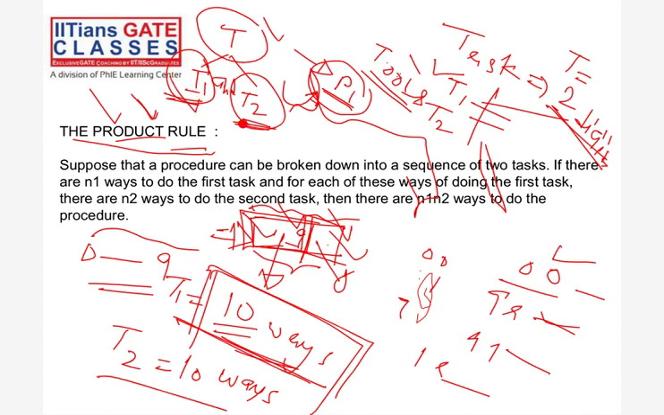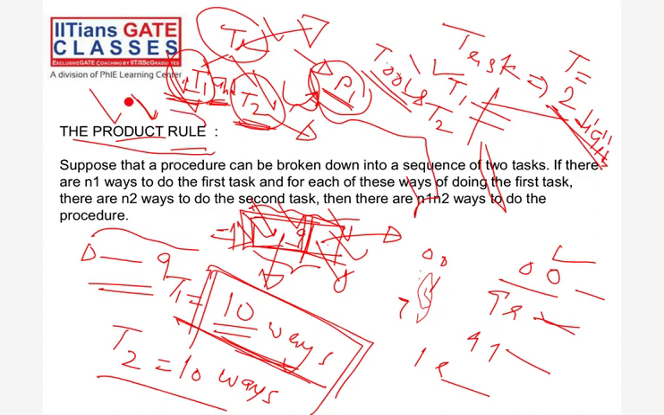Task T1 also I need to complete, so I need to make the first digit. Also, task T2 I need to complete, so I need to make the second digit. So once I complete both T1 and T2, then automatically my main task, which was to create a two-digit number, will get completed. So you can see that this task T will be done if I do T1 and T2.